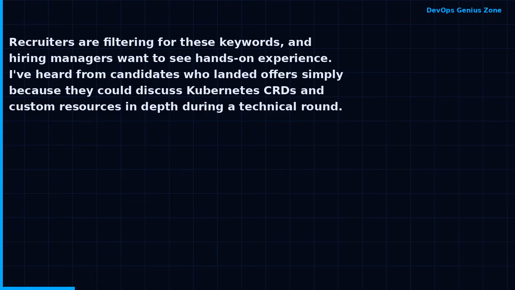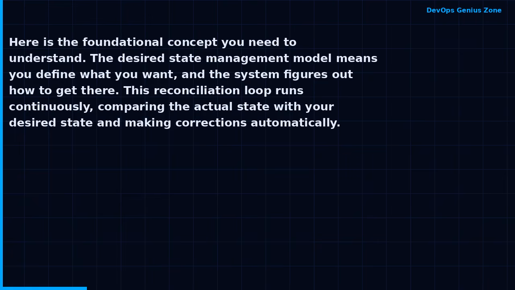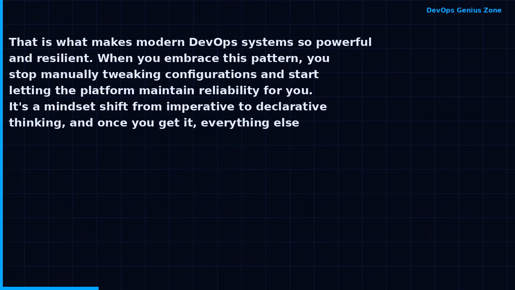The desired state management model means you define what you want, and the system figures out how to get there. This reconciliation loop runs continuously, comparing the actual state with your desired state and making corrections automatically. That is what makes modern DevOps systems so powerful and resilient. When you embrace this pattern, you stop manually tweaking configurations and start letting the platform maintain reliability for you. It's a mindset shift from imperative to declarative thinking, and once you get it, everything else clicks.